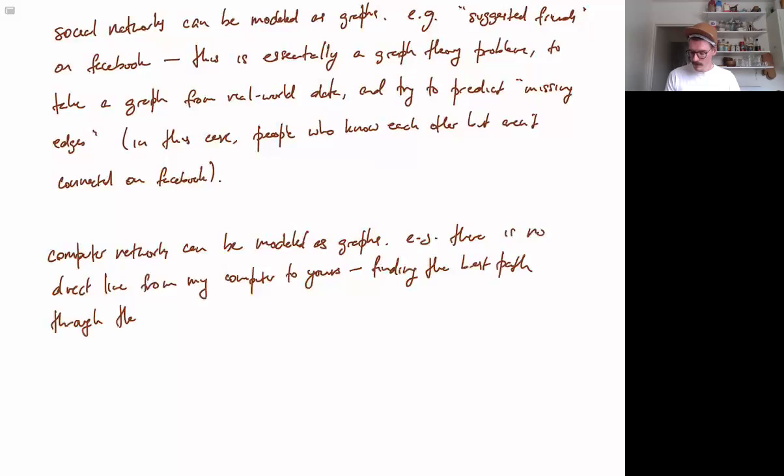So finding the best path through the network is, again, essentially a graph theory problem, which again has many other components besides the pure graph theory of it, but at its foundation, it is trying to find some kind of optimal path through a graph. That is how you model routing internet traffic, for example, from one computer to another.